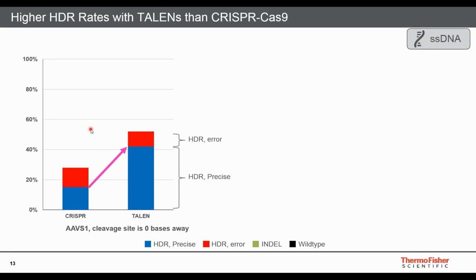Our HDR with error is pretty similar with both tools. And our indel rate kind of fills out the rest of this fraction where we have a higher fraction of indels occurring with CRISPR relative to TALENs.